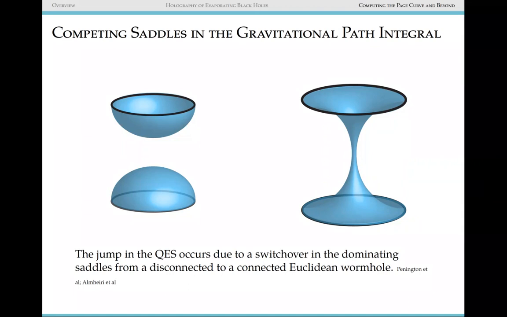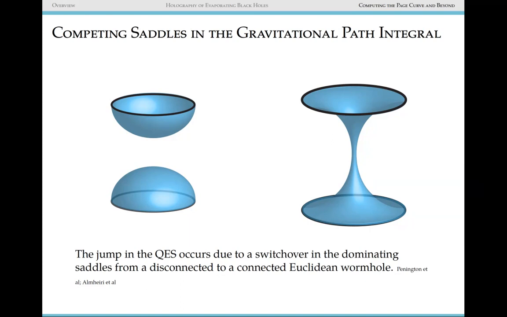Now, the exchange in dominance between these two happens exactly halfway through evaporation, so approximately halfway through evaporation, plus or minus correction factors. That means that if we're really taking the saddle point approximation seriously, this is the thing that we should be computing after the Page time. And indeed, this connected replica, we call it the replica wormhole, gives us the quantum extremal surface prescription. This is a way of deriving the quantum extremal surface prescription from the gravitational path integral. And it does give us the Page curve. So this is one way of getting it, which is at least somewhat top down.